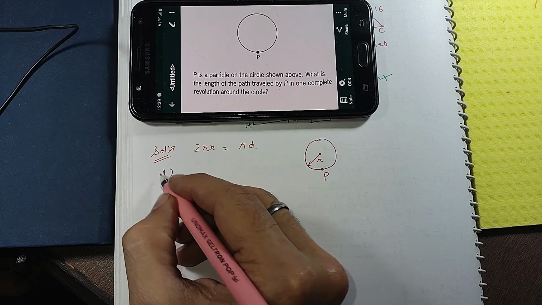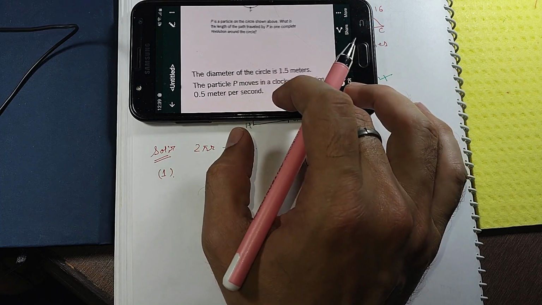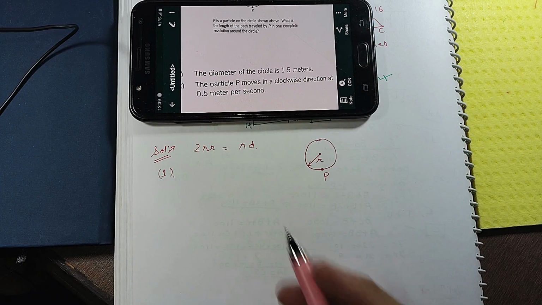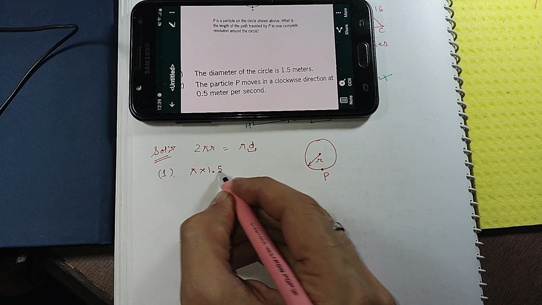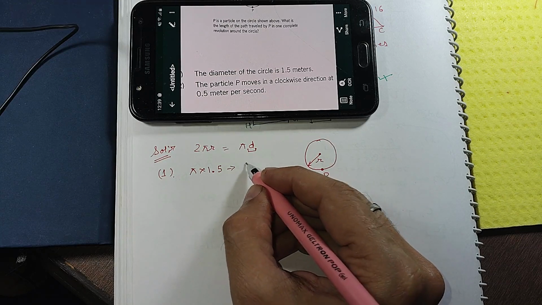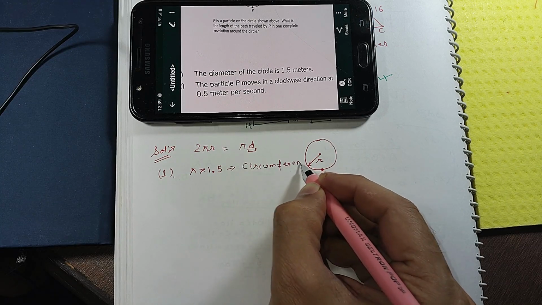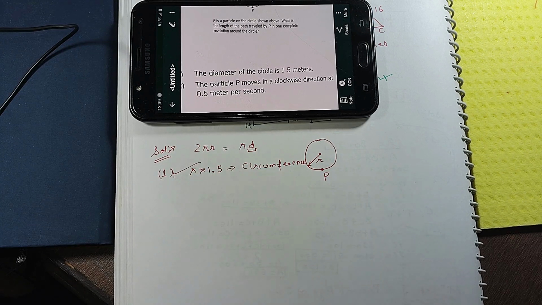Now moving to statement 1. Statement 1 says the diameter of the circle is 1.5 meters. So the diameter has been given to us, so pi multiplied by 1.5 will give us the length of the path, or circumference, which we need to find. So I can say that statement 1 is sufficient to answer this question.